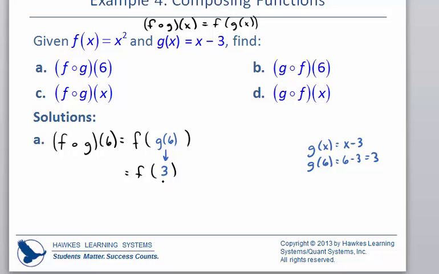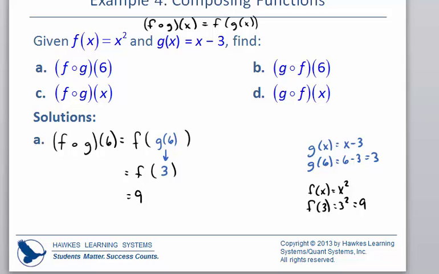And then I'm going to evaluate that. I know that the f function is x squared. I need to find f(3), which means I'm going to plug a 3 in for the x, and I'm going to get 9. So f(g(6)) is equal to 9. All right, so let's move on and look now at part B.